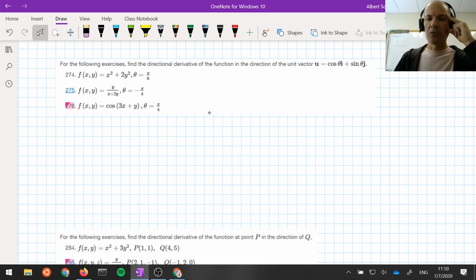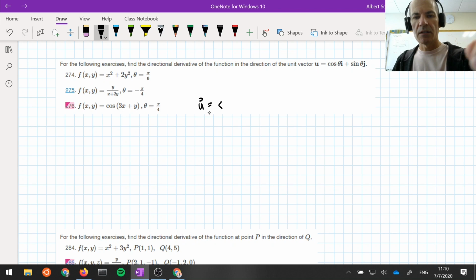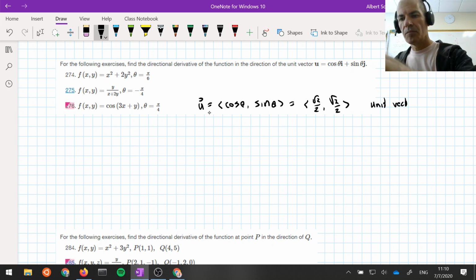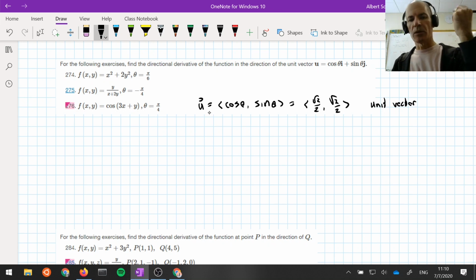Here we're asked to find the directional derivative of the function in the direction of a unit vector of the form (cosine theta, sine theta). Honestly, this is a bit of a step backwards in the section, but I thought it was worth covering just the same. So we're asked to find the directional derivative in this direction theta. What that means is you want to find the unit vector (cosine theta, sine theta). For theta equals pi over 4, that's (root 2 over 2, root 2 over 2). This is a unit vector. It's a unit vector by design because cosine squared theta plus sine squared theta is 1, square root of 1 is 1.